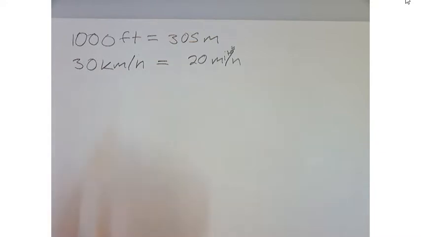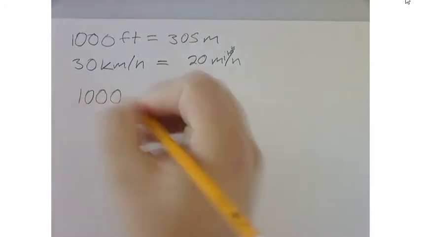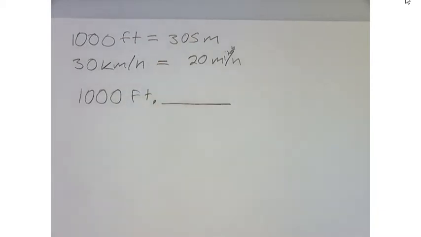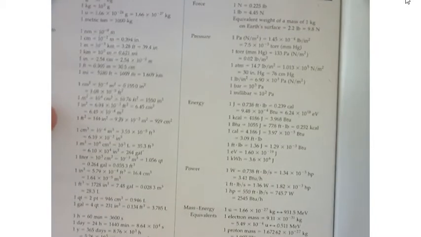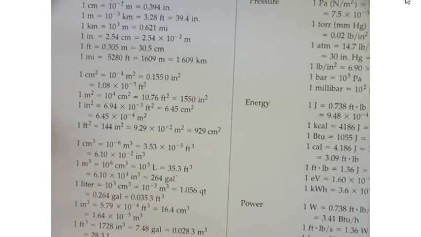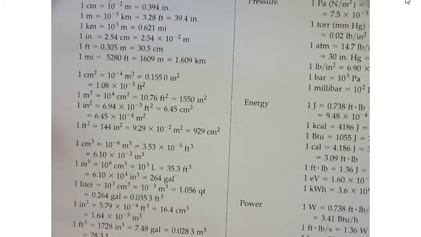So what I want is I want to start with 1,000 feet. Okay, and I'm going to multiply that, and I want to end up with an answer in meters. So we need to look in our book and see what the conversion ratio between meters and feet is. You could look in your book, and I think it is on the second page. Somewhere in here it says feet to meters. It says 1 foot is equal to 0.305 meters. Do you guys see it right here?